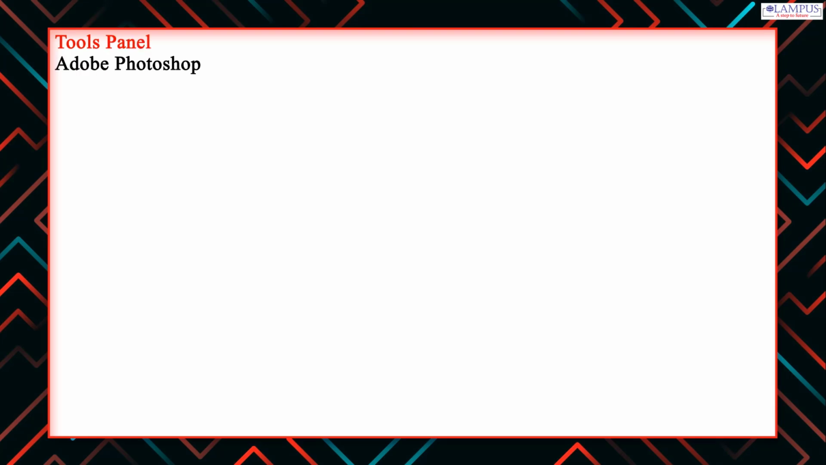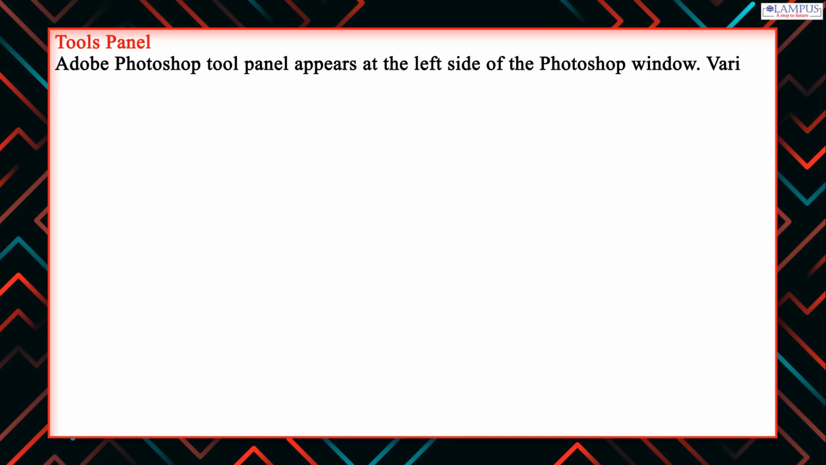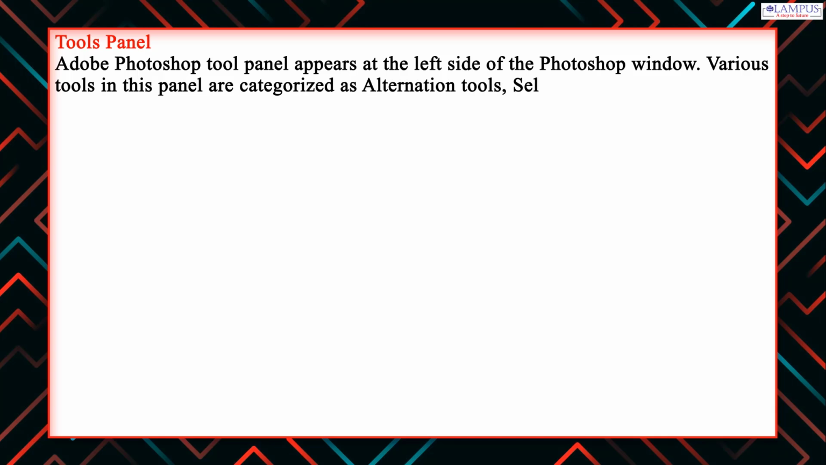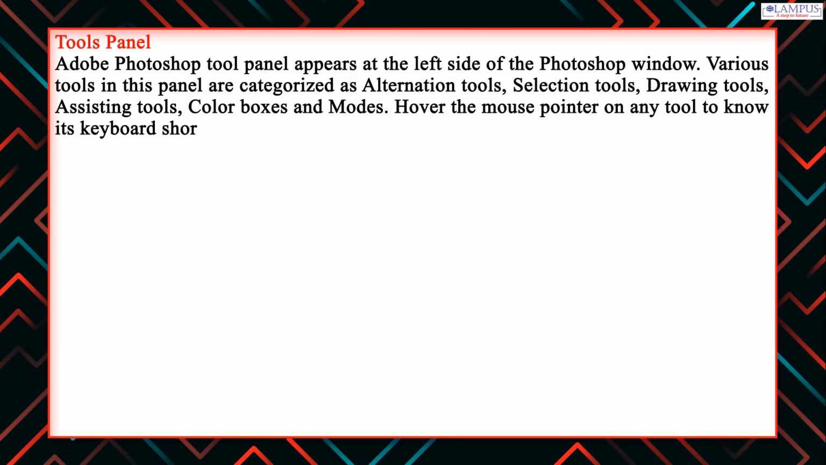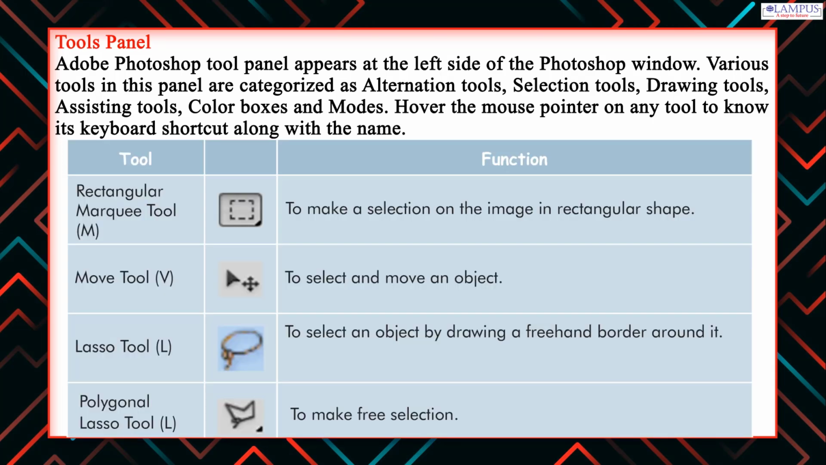Tools panel. Adobe Photoshop tool panel appears at the left side of the Photoshop window. Various tools in this panel are categorized as alteration tools, selection tools, drawing tools, assisting tools, color boxes and modes. Hover the mouse pointer on any tool to know its keyboard shortcut along with the name. Tool. Function. Rectangular marquee tool, M. To make a selection on the image in rectangular shape. Move tool, V. To select and move an object.